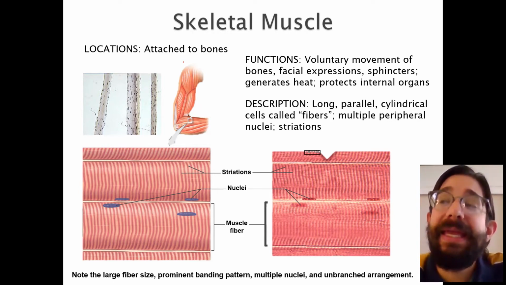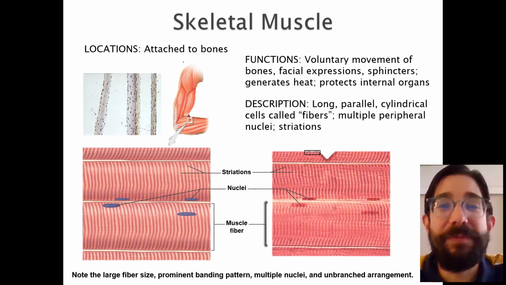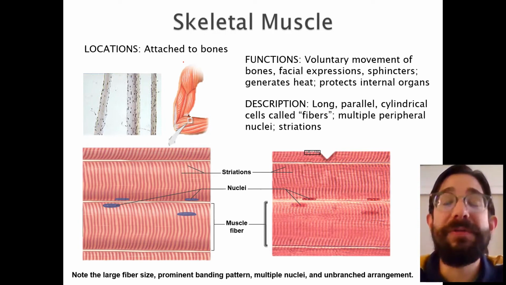Skeletal muscle is also found in sphincters. So like if you are doing the pee-pee dance and you really got to go, you're using skeletal muscle to prevent urination from happening at that moment. You're closing a sphincter. There's also an anal sphincter that has the same potential.